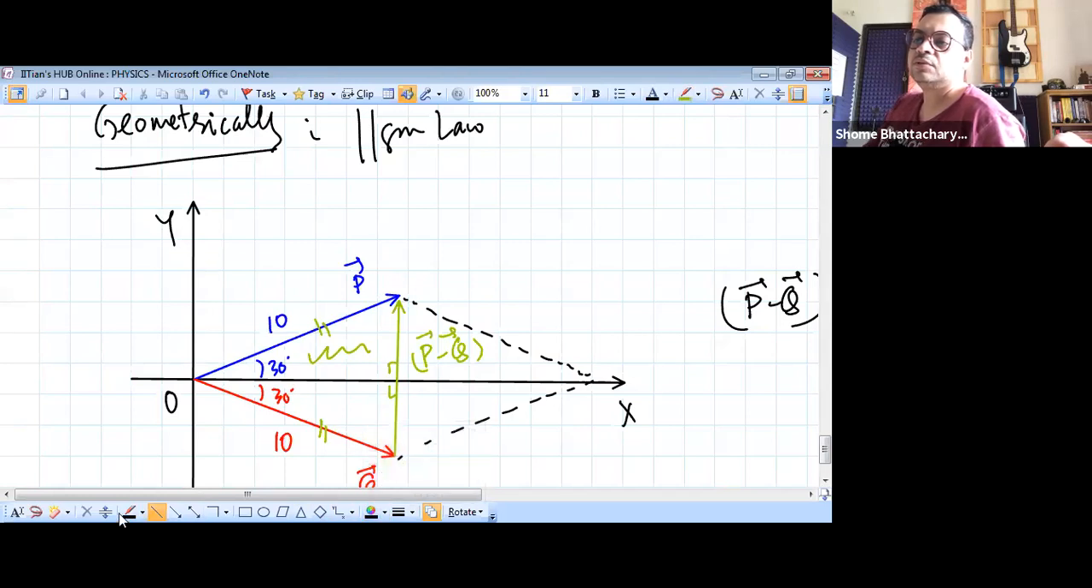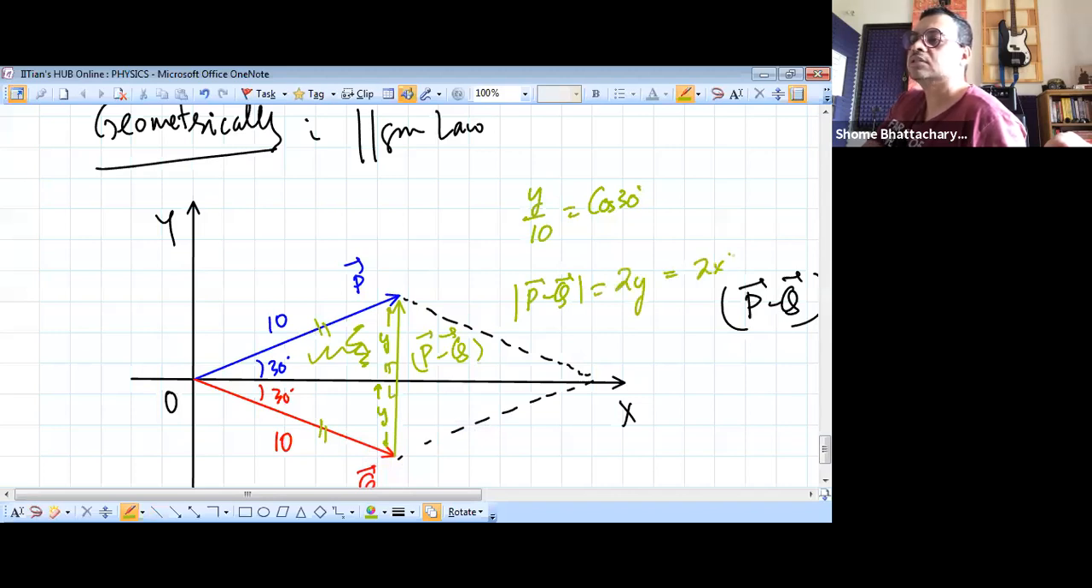So here, if this side is y, suppose this is some y, then this is also y. Now in this triangle, the one which I've shaded, you can see that y upon 10 is basically what? Cos of that angle, right? Cos 30. And now what is mod of P minus Q? It is double of y. So that is why it is 2 times 10 cos, sorry, 10 sine, my mistake, that is sine 30. Perpendicular upon hypotenuse, so that's sine. So the magnitude is 10 and the direction is along the y-axis.